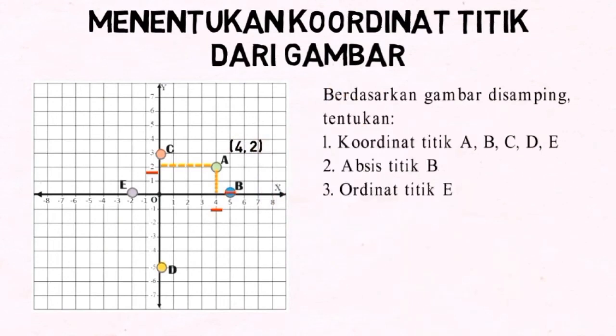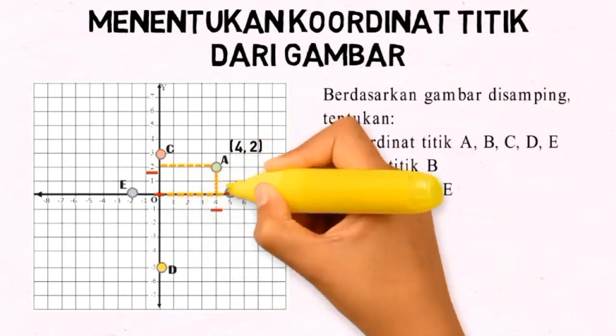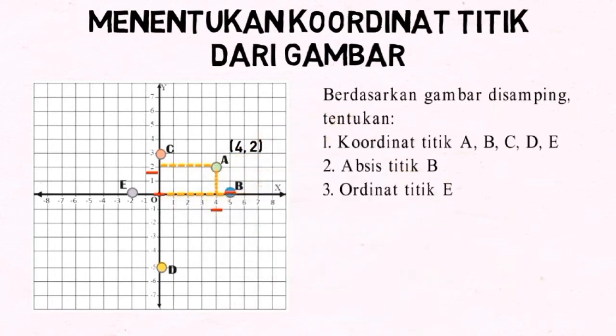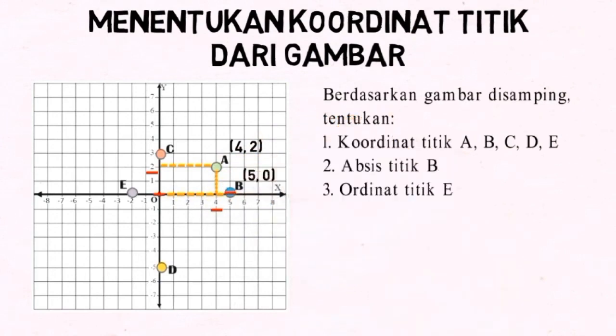If point B is dropped onto the x-axis itself, it means that the value of x is 5. Because point B is attached to the x-axis, we can drag it sideways to the y-axis. It turns out that the meeting point is at 0. So the coordinates of point B are 5 and 0.